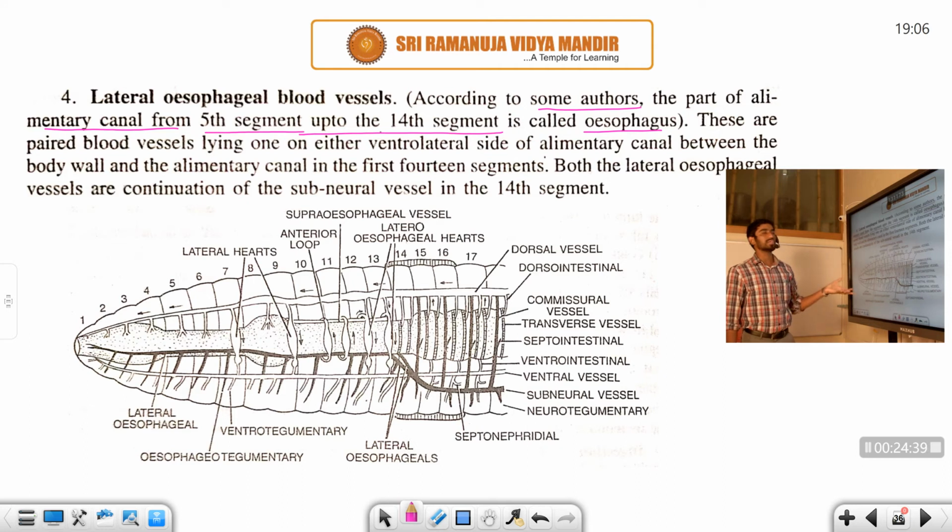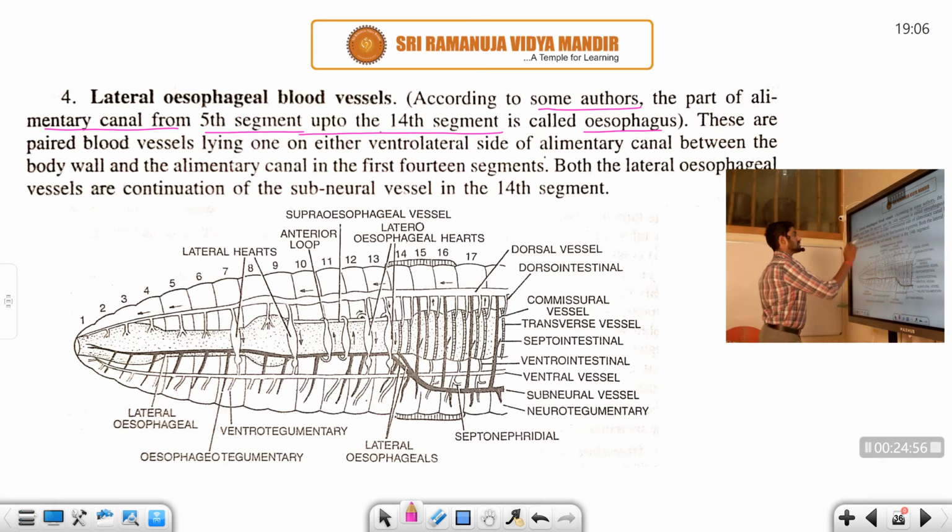Some authors report it as a part of the digestive system, but it is not considered part of the digestive system, because we are talking about the blood vessel. There is circulation involved in that area, so that is why we do not consider it a digestive part, right?